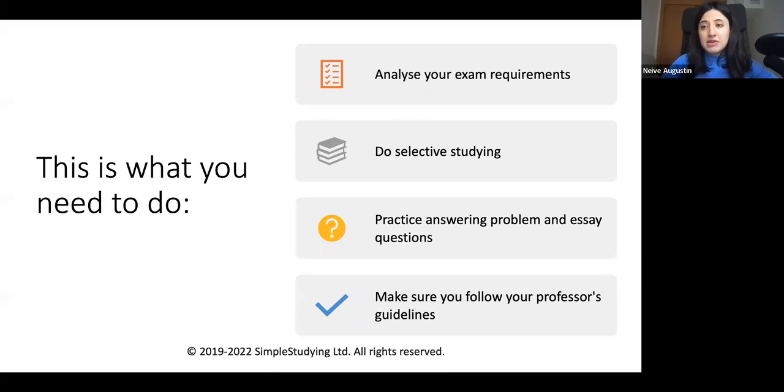You also need to focus on the cases that have been emphasized in the lectures. There are a lot of cases you could mention, but it is recommended that you mention the ones that are emphasized by your professor.